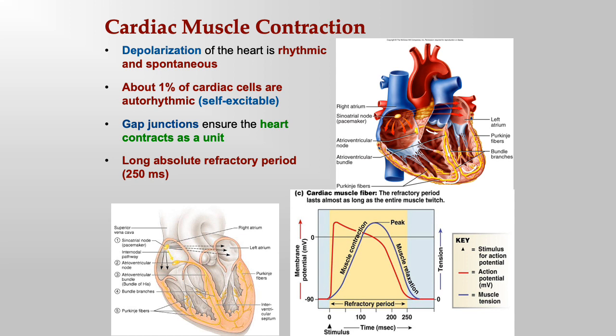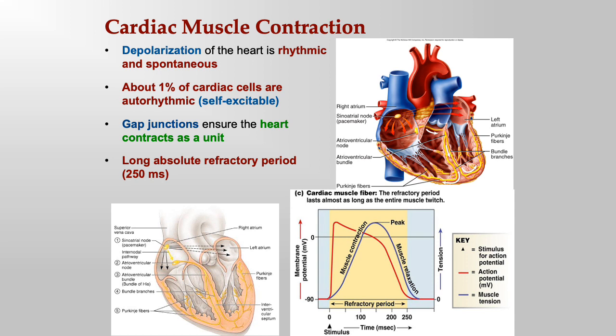think of the nervous system. Once a neuron fires an action potential, it could fire another one in about 1 millisecond later. It had a refractory period of about 1 millisecond. The heart muscle has an absolute refractory period of 250. Why would the heart muscle have such a longer refractory period?